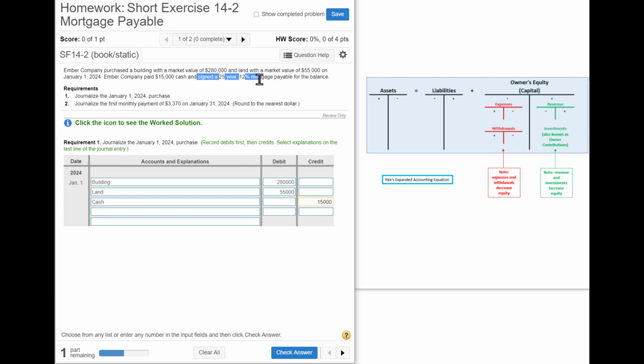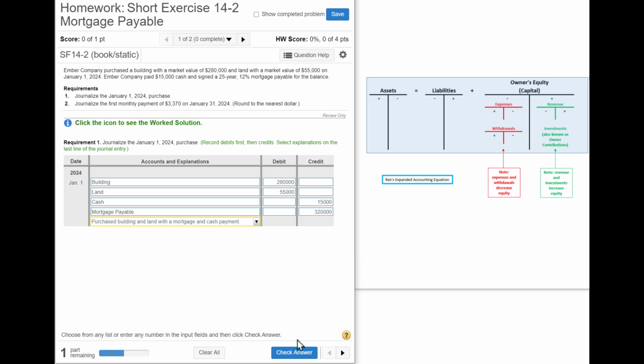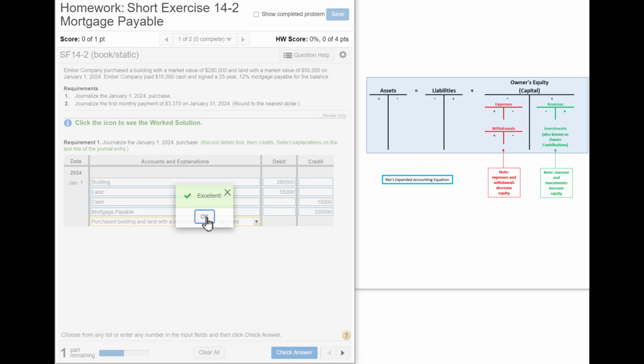And signed a 25-year, 12% mortgage payable for the balance. So the mortgage payable, which is a liability, is increasing, so we have to credit that account. So how do we calculate this amount? You're going to take $280,000 plus $55,000 minus $15,000, which gives us a balance of $320,000. And we need an explanation: purchase building and land with a mortgage and cash payment. Excellent.